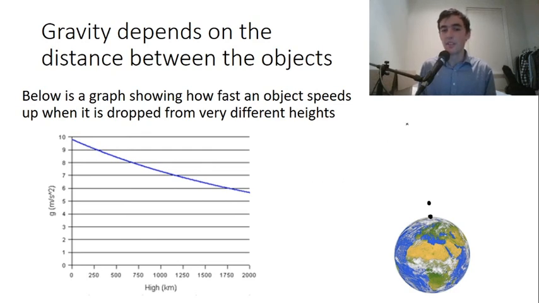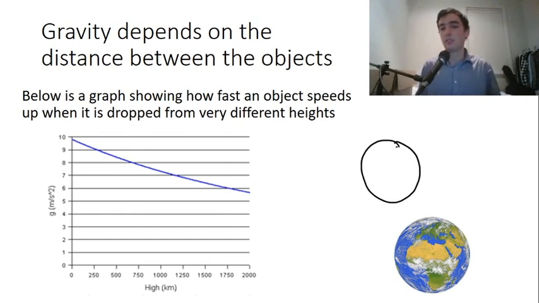And if I dropped an object from out here in outer space, it would very slowly speed up towards the Earth, but it would only be moving very slowly. These ones are moving a lot faster because the distance is less, because they're so close to the Earth. Okay, so two objects that are close together have a strong force of gravity. Two objects that are a long way away have a weak force.